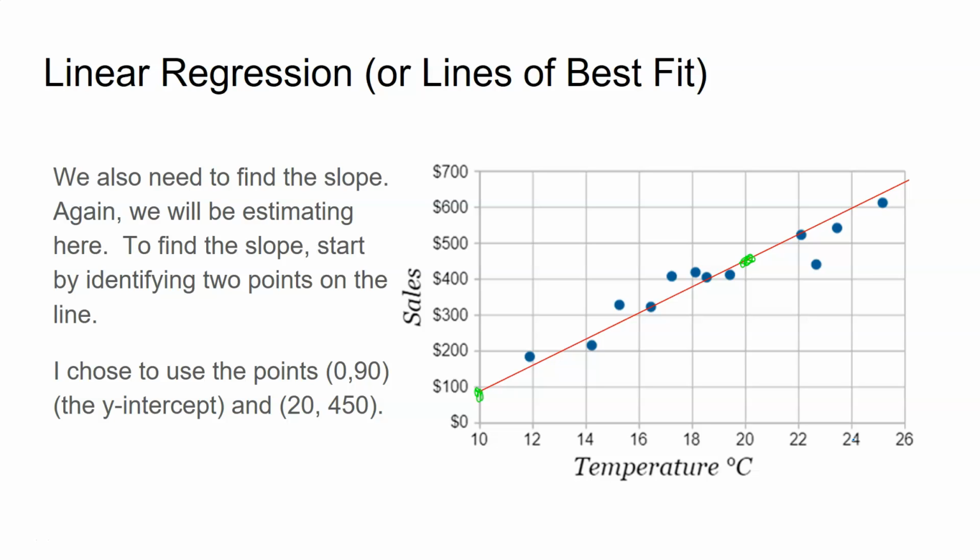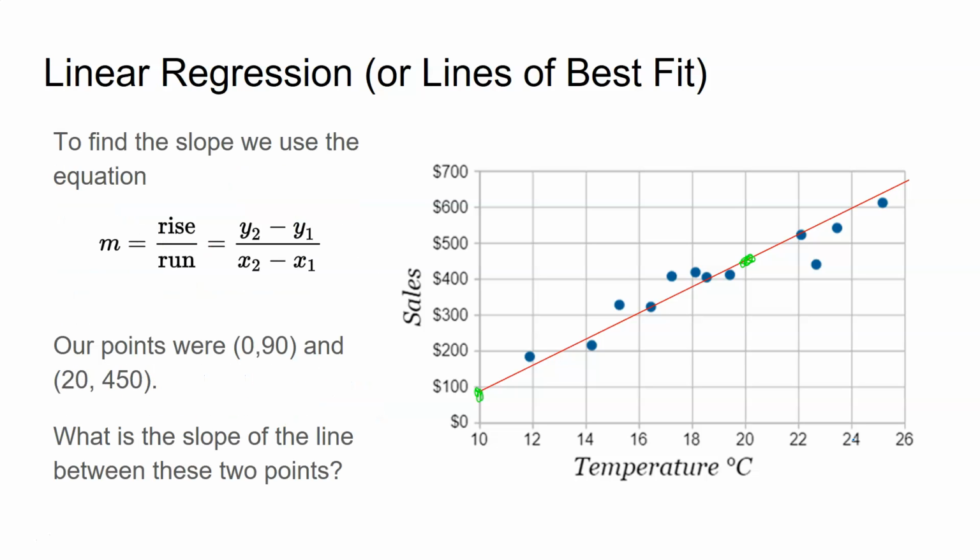I chose to use the green points that you see here, the points 0, 90, which is the y-intercept. You can always use the y-intercept as one of your points, and the points 20, 450. Another good point to use here would have been 24, 600, or for example, maybe 16.5, 325. Any of those points will work. You just need 2 points that fall on the red line.